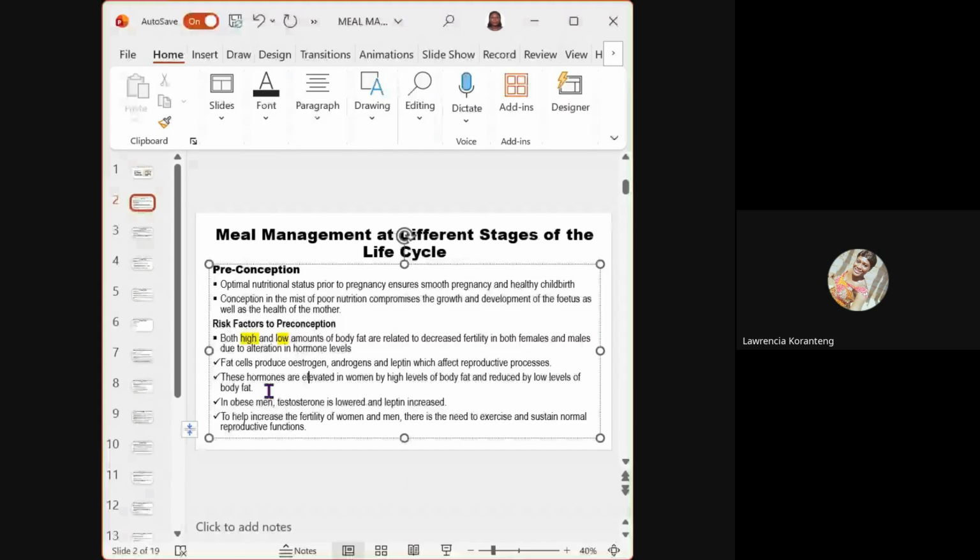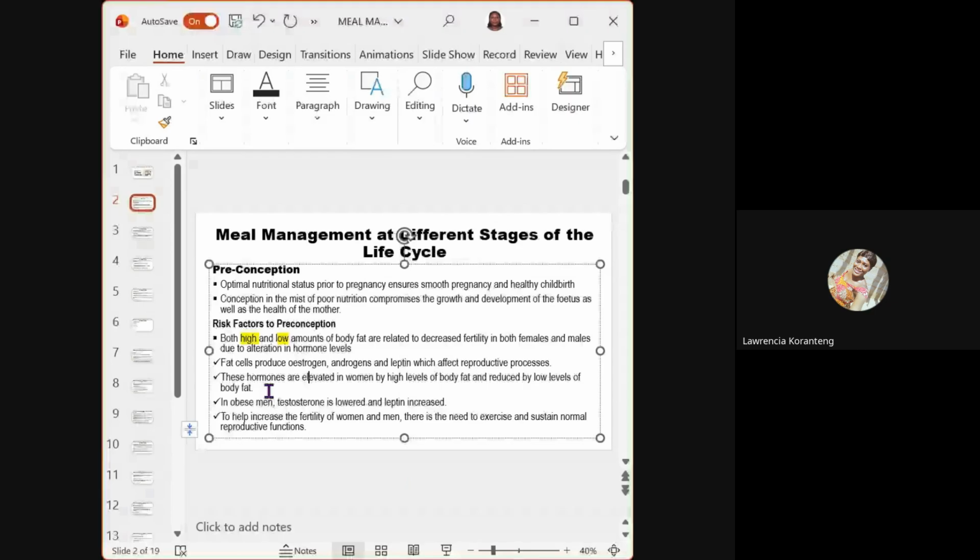Then adequate rest and sleep. Whenever you are anxious or nervous, pregnancy doesn't come. If you really want to get pregnant, limit your anxiety levels and then you rest. Forget about it. Eat well and then you pray it will come.